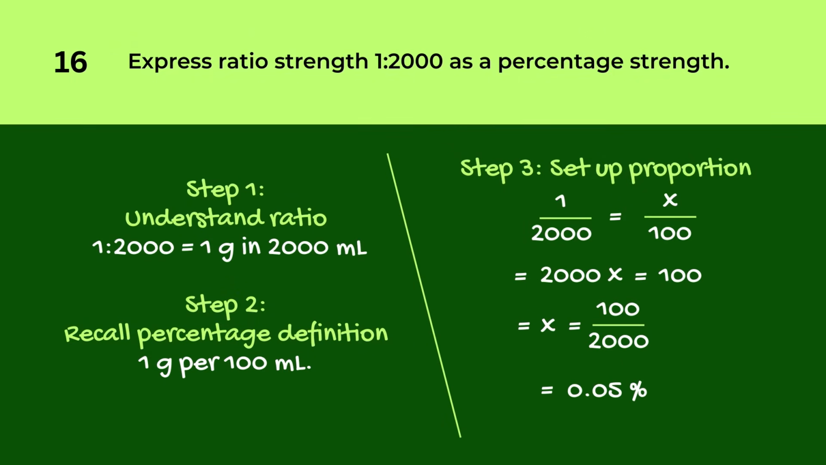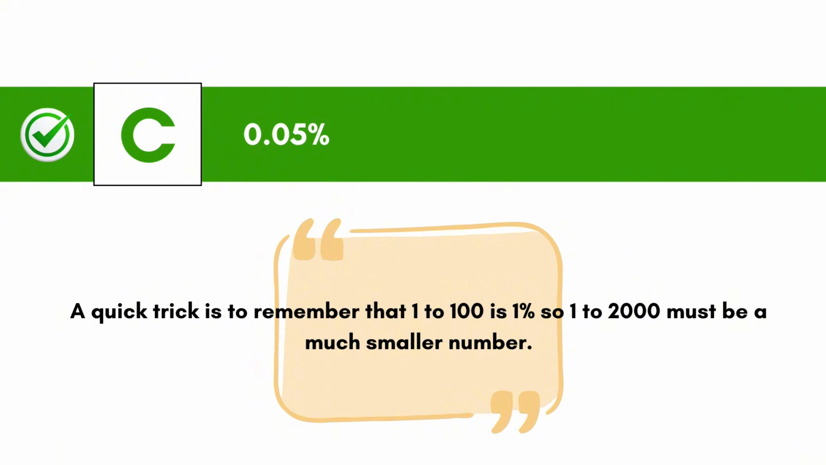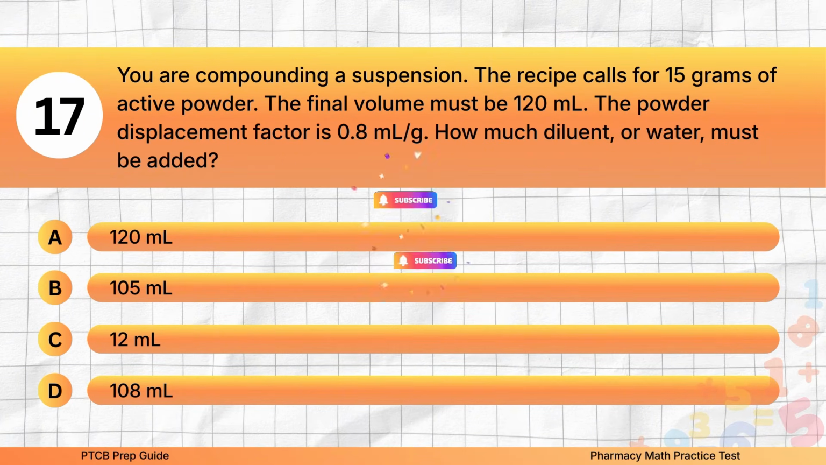Check your work. Spot on. Option C is correct, 0.05%. A quick trick is to remember that 1 to 100 is 1%, so 1 to 2,000 must be a much smaller number. Now for a compounding question involving displacement.